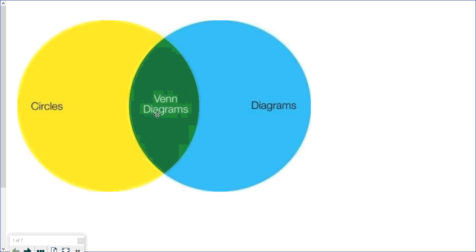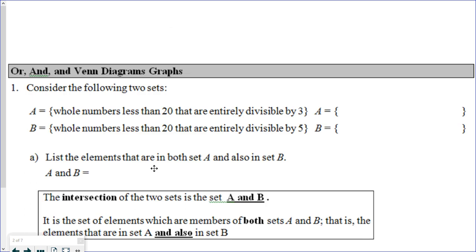So we're going to deal with Venn diagrams today. There are circles and there are diagrams. And what we're going to call the intersection of them, this little eyeball shaped thing, is Venn diagrams because they're diagrams of circles. But as we saw yesterday, it doesn't always have to be a circle, not a big deal, but we'll talk more about Venn diagrams today.